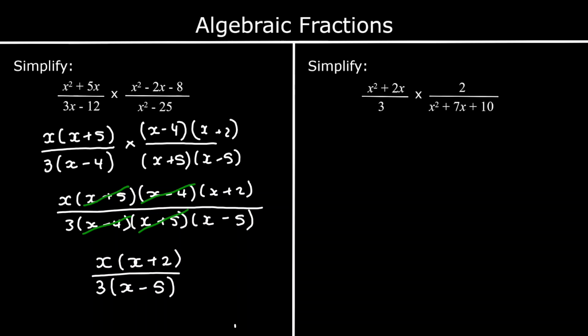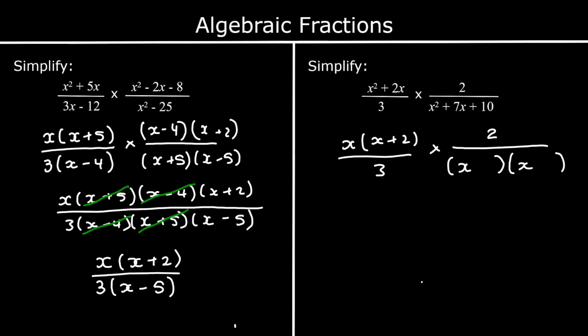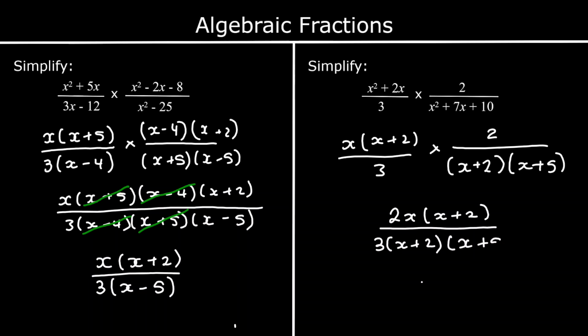So again, let's factorize what we can. So we've got x times x plus 2 over 3 multiplied by 2 over, what's this factorized? So it's what multiplies to make 10, 2 and 5. So x plus 2, x plus 5. So on the top, we've got 2 times x plus 2. So 2x times x plus 2. On the bottom, 3 times x plus 2 times x plus 5.